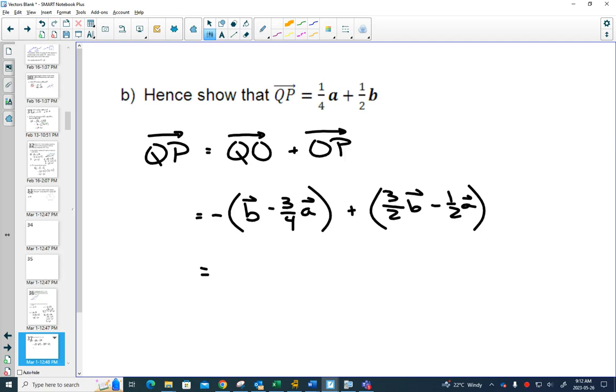So putting this all together, we are going to have 3/4 of A minus 1/2 of A, which is 1/4 of A, and 3/2 of B minus 1B is 1/2 of B. Now you might want to show a little bit more work with common denominators when you're doing your work. It's fine, but it works out beautifully.